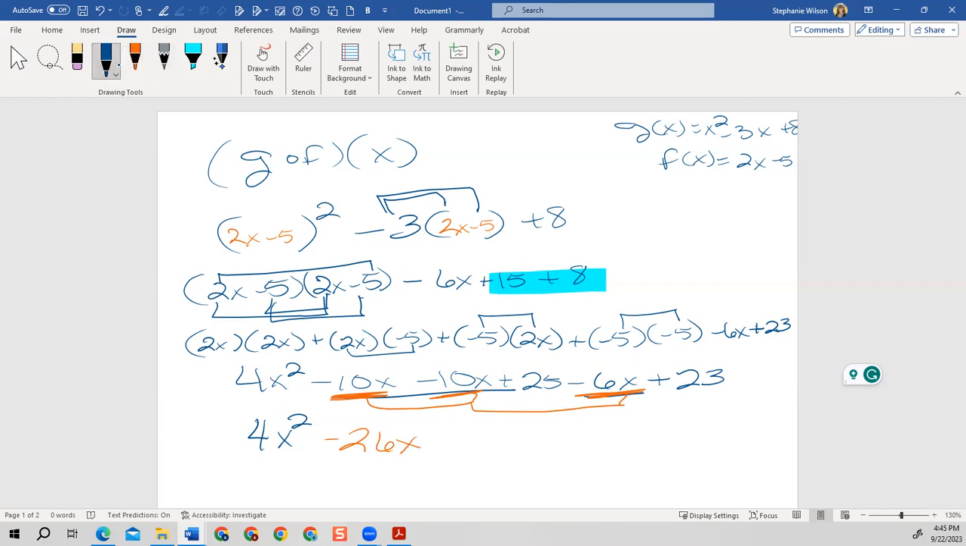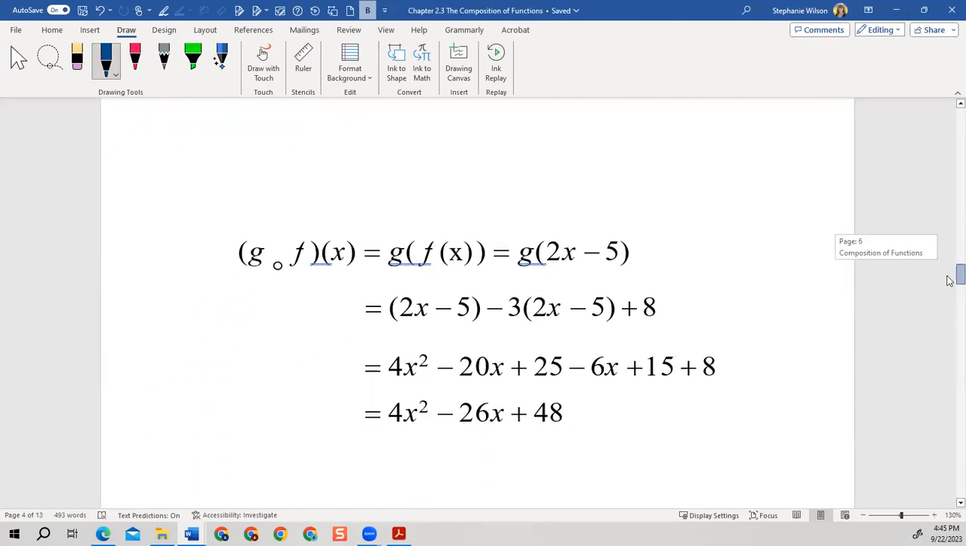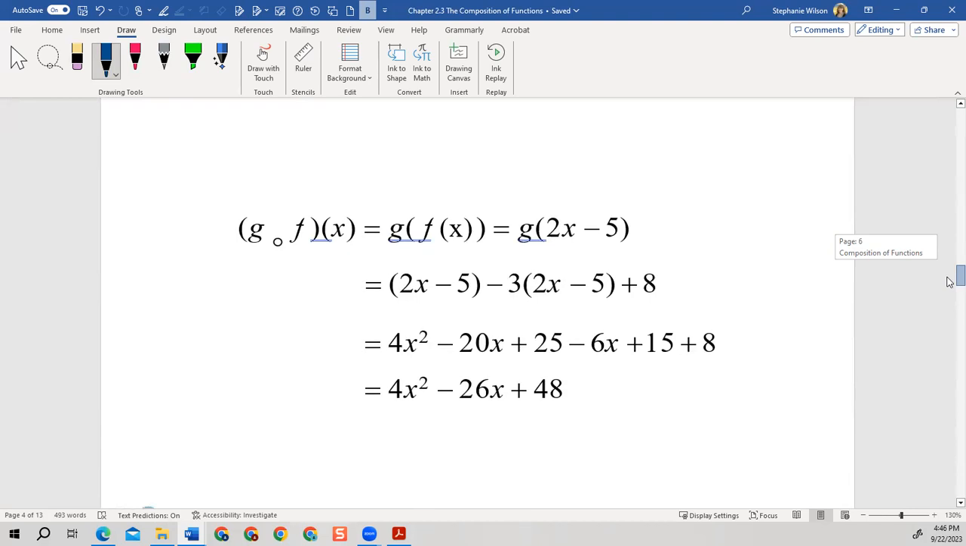And then I got this +25 and +23. That gives me a +48. So that was just if they asked you to do g of x. Okay, let's move on. And that's what they asked you to do here. Of course, they got 48. So let's look at that.